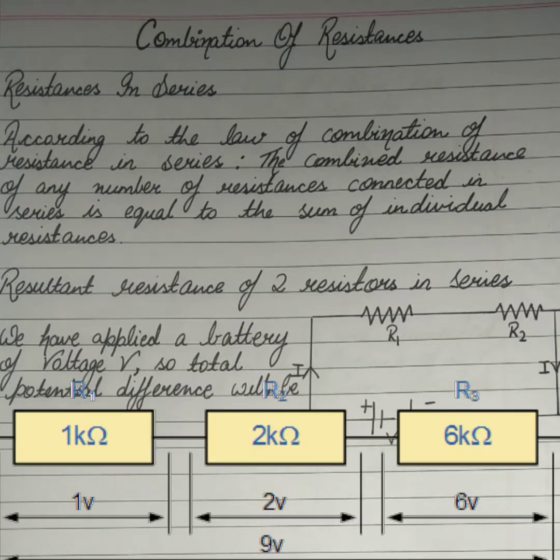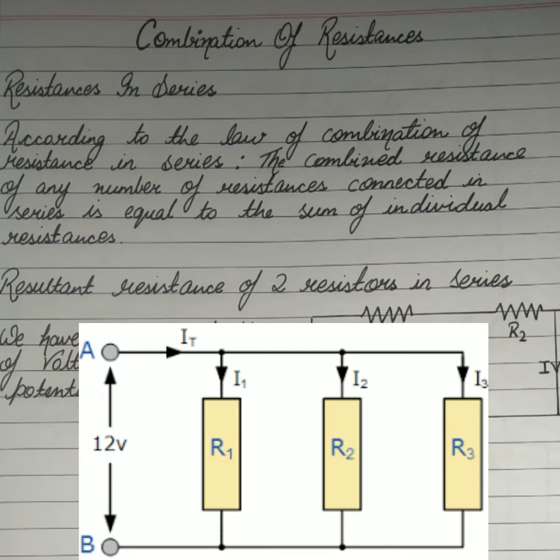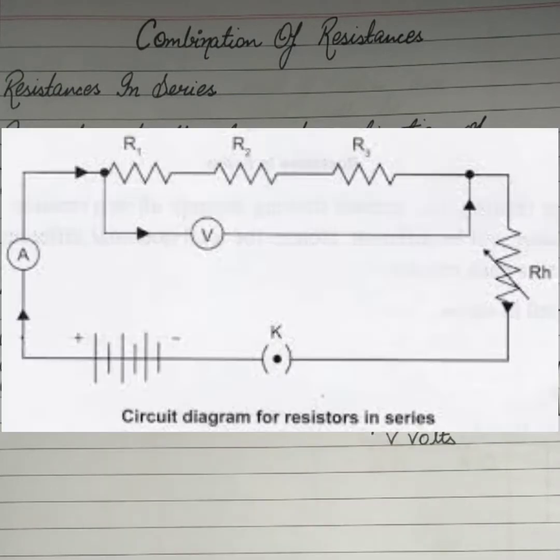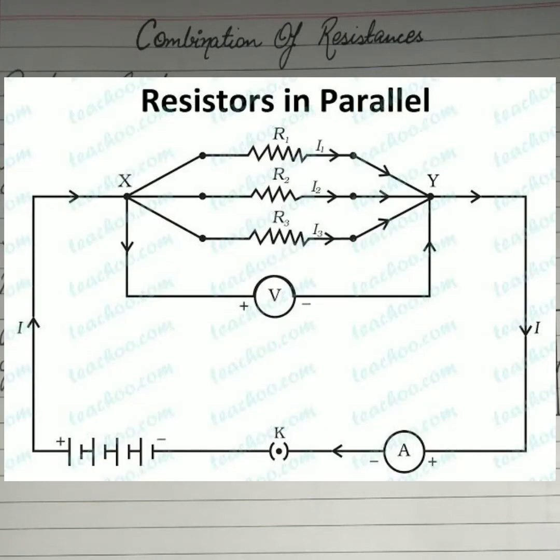One is lengthwise, that is in series, or we can put the resistances parallel to one another. When the two resistances are connected end to end consecutively, they are said to be connected in series. But when these two resistances are connected between the same two points, they are said to be connected in parallel.